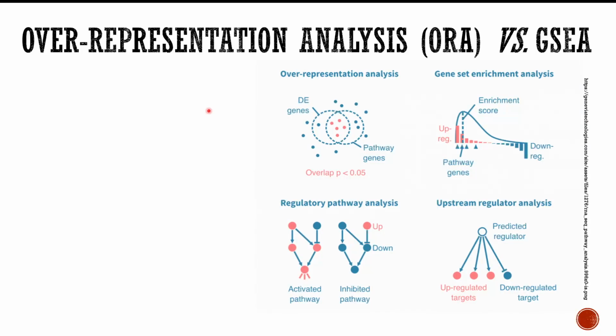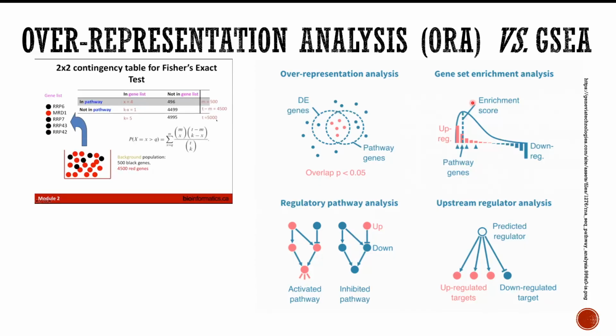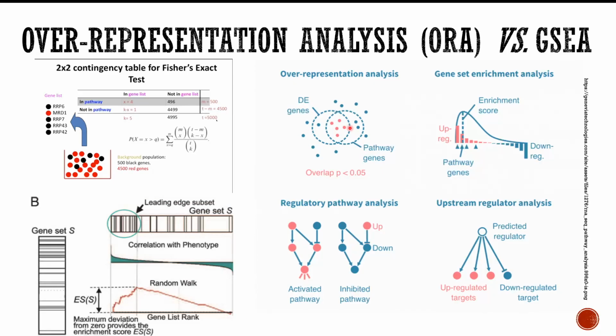There are two ways to perform pathway analysis: the overrepresentation analysis, ORA, which tests if your DEGs are significantly overlapped with the pathway genes, and the gene set enrichment analysis, GSEA, which tests which genes are contributed to which pathways. The statistical method used in the ORA is usually Fisher's exact test, which calculates the p-value for the overlapped portion. Well, the GSEA is a bit complicated.